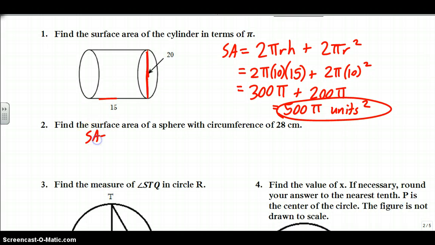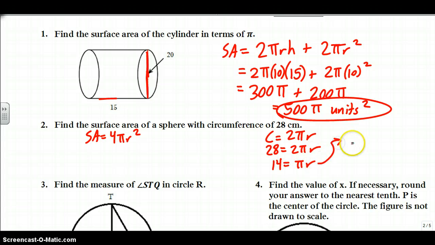Find the surface area of a sphere with circumference of 28 centimeters. Well, surface area is 4 pi r squared. So I might need the radius, right? But they didn't give me that. They gave me the circumference, which is 2 pi r. So I think we might actually be able to get the radius. All I have to do is divide by 2, and that'll equal pi r. And then I'm going to divide by pi. So r is going to equal 14 over pi.